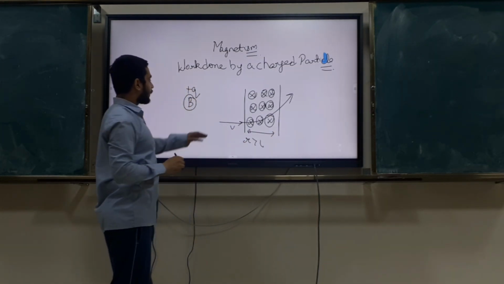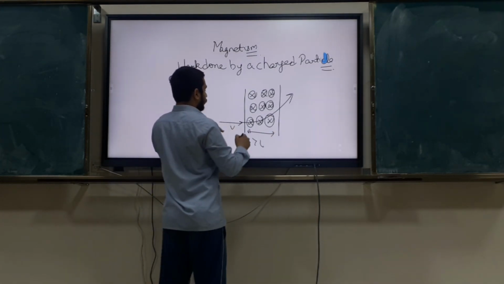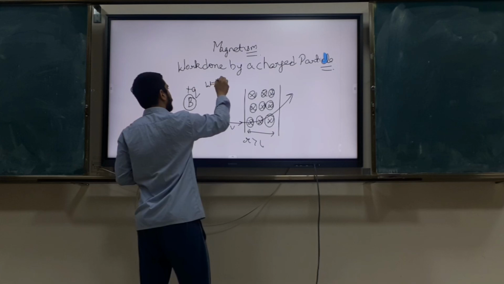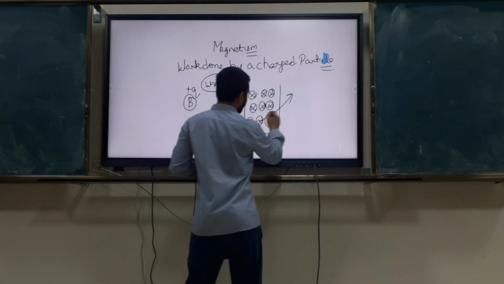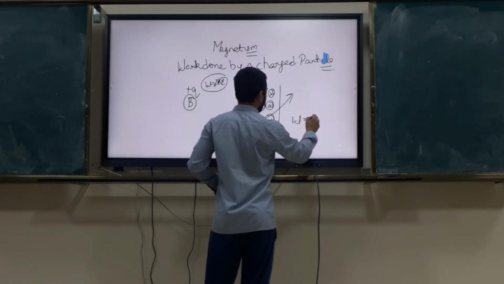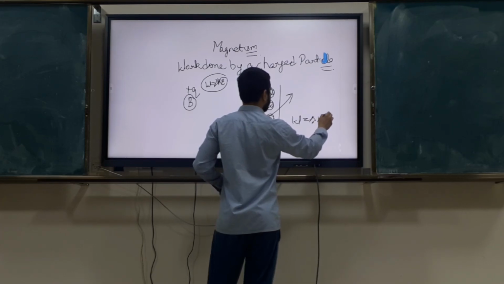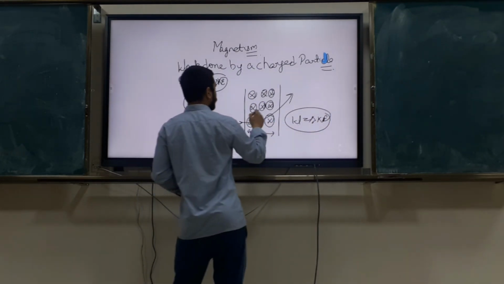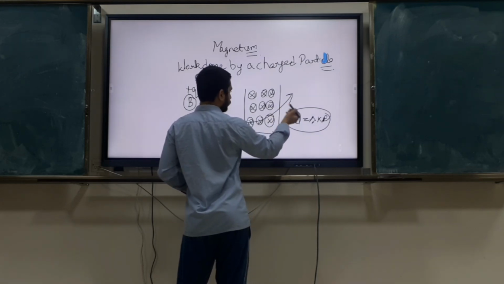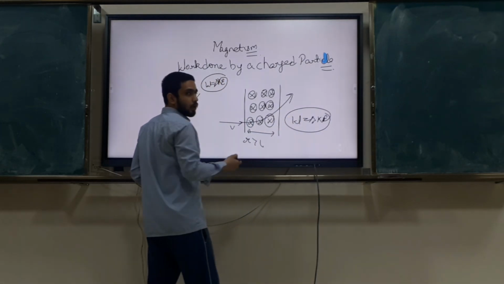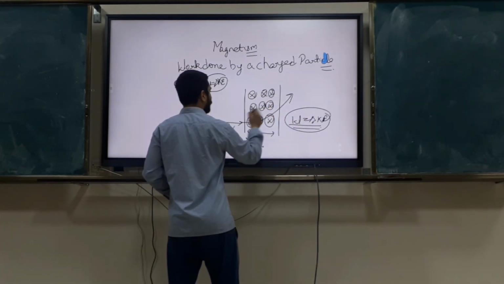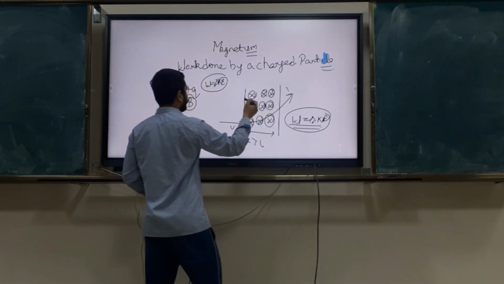So what is the work done by this charged particle, or what is the change in the energy of this particle? Work done is equal to the change in kinetic energy here, because the potential energy is not changing; we don't see a change in height. Only the kinetic energy changes. Here the velocity is v, so we will see what the work done is.